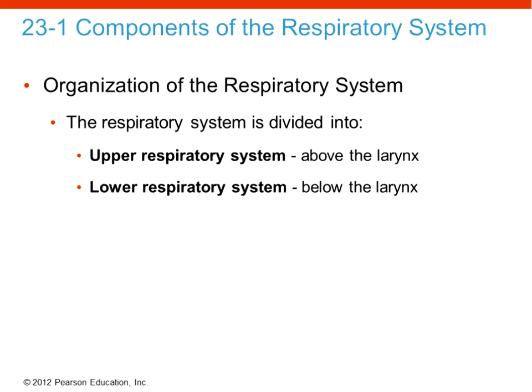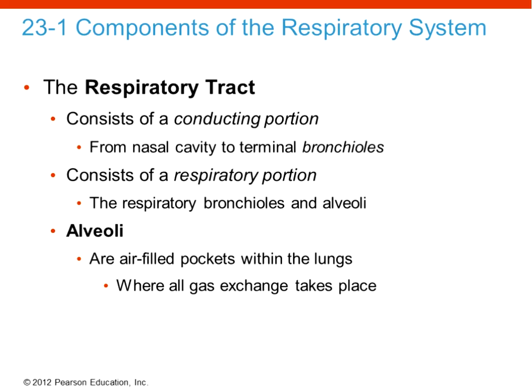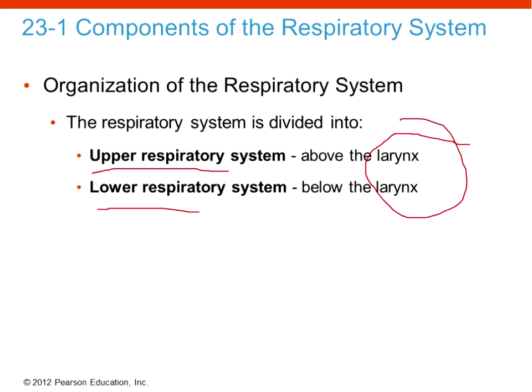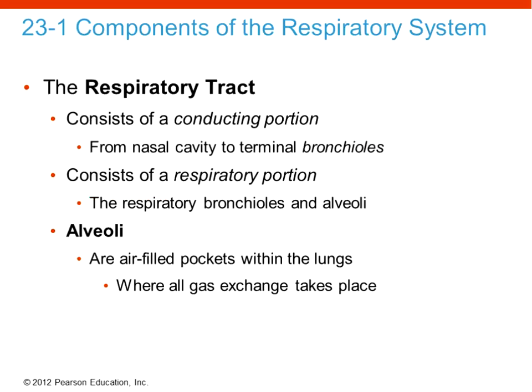All right, so we looked at this in lab, but again, the organization of the respiratory system is divided into an upper and lower respiratory system, with the larynx basically being the dividing point. So if we look at this image, you can see upper respiratory system, and here lower respiratory system below the larynx. The larynx is our Adam's apple area, as you know, where our vocal folds are and all those types of things. So you can see that division in that image.